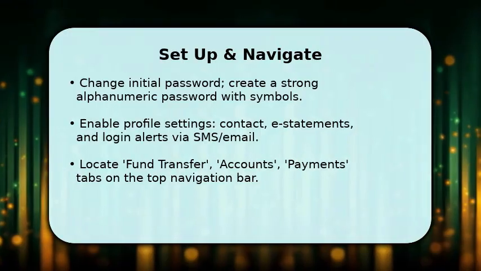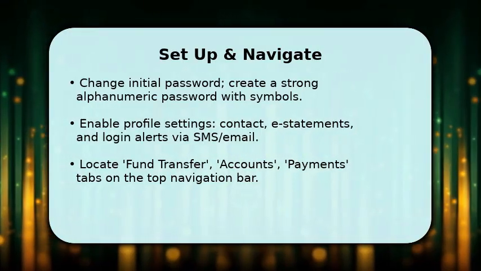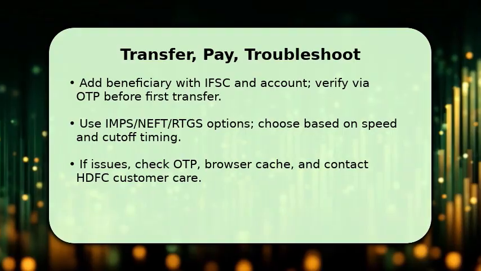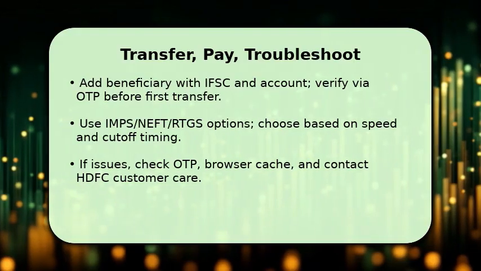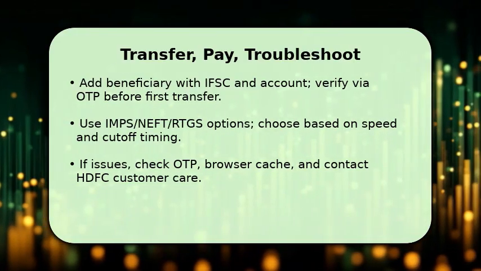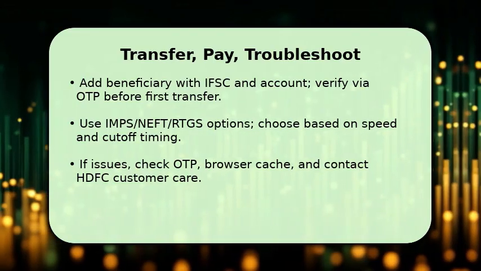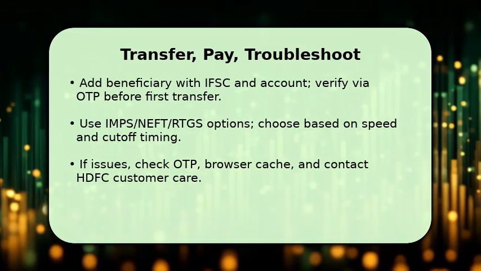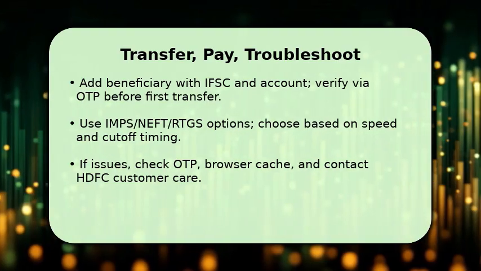To send money, add a beneficiary using their account number and IFSC, then confirm via OTP. This verification prevents fraud. After approval, choose IMPS for instant transfer, NEFT for regular transfers, or RTGS for large sums. Each has different processing windows and fees.